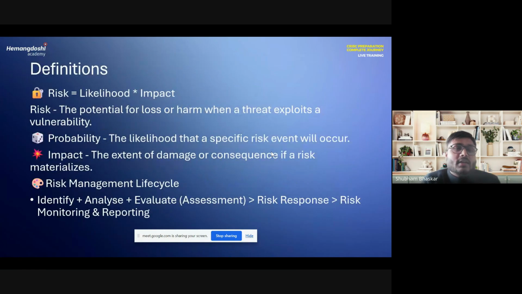I just wanted to get some definitions out of the way, right? Because I've seen many people give you a glossary and everything, and I believe some basic definitions are a must at this time, right? So Hemang Doshi sir explains this very well.